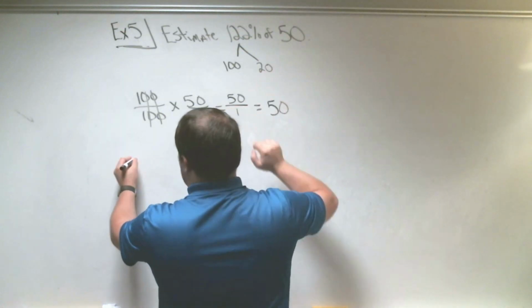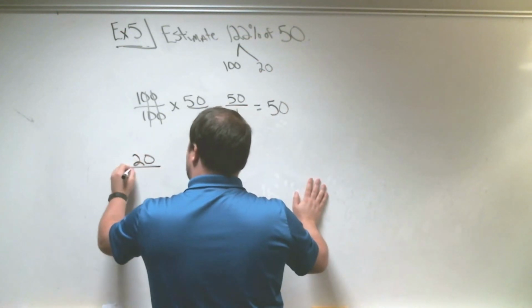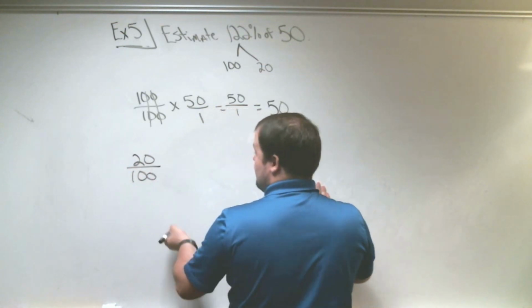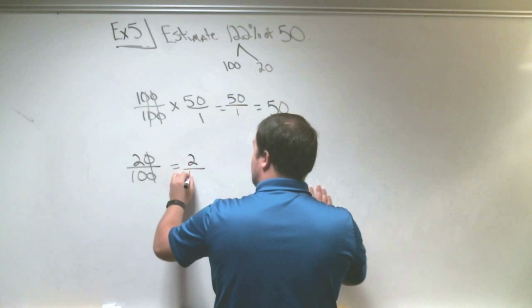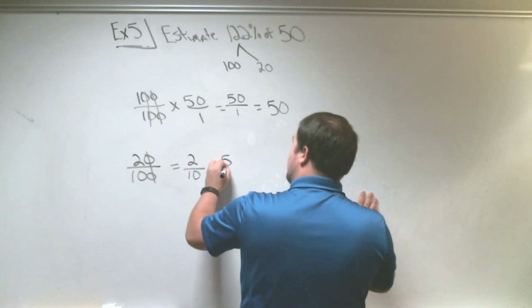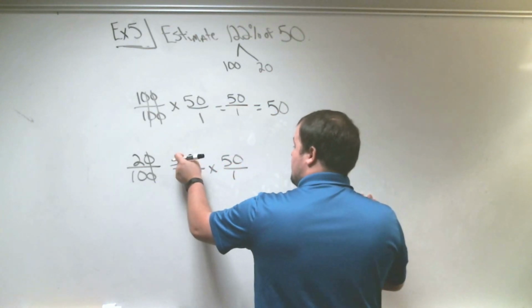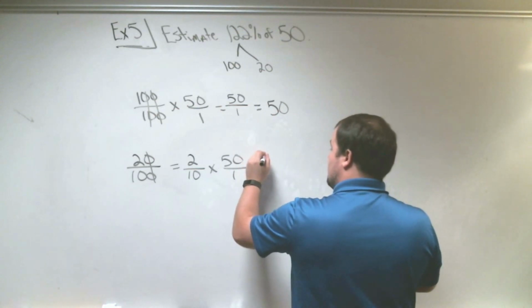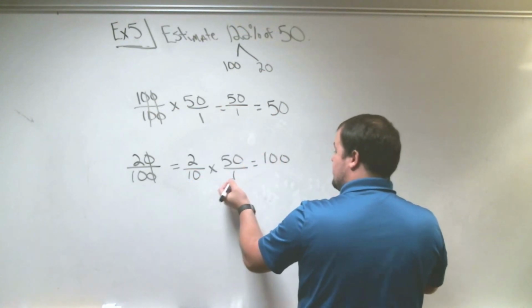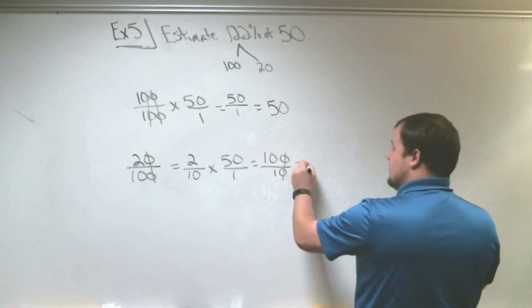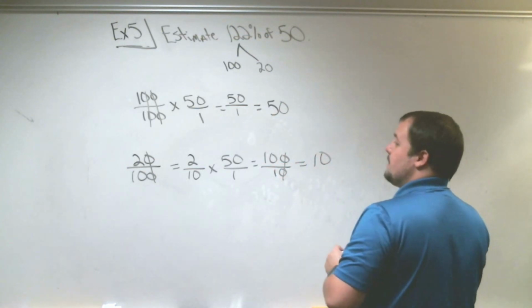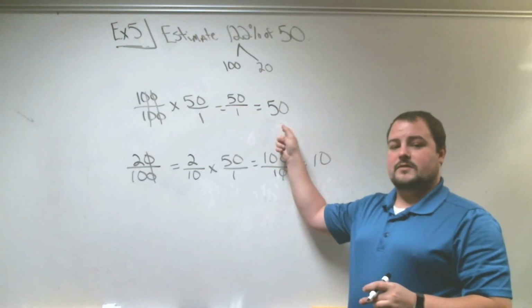Now I need to figure out what 20% is. So I put 20 over 100. Since I have a 0 at the end, I'm going to go ahead and cancel that. I'm looking at 2 tenths times 50. Put that over 1. 2 times 50 equals 100. 1 times 10 equals 10. And again, I have zeros at the end. Cancel those out. And I got 10. So 100% is 50.